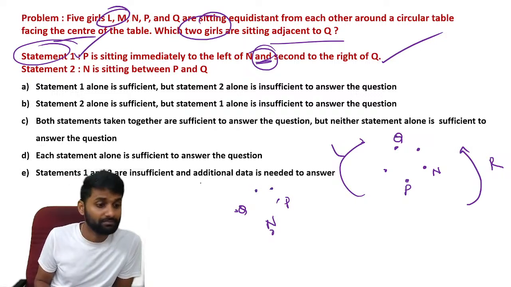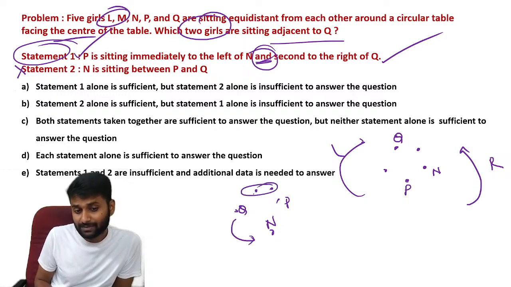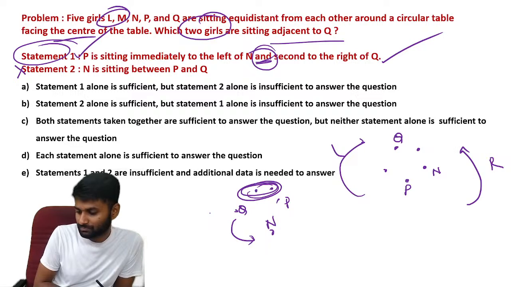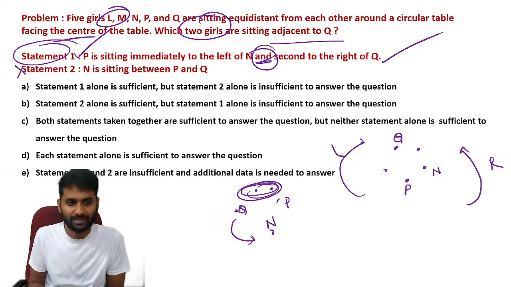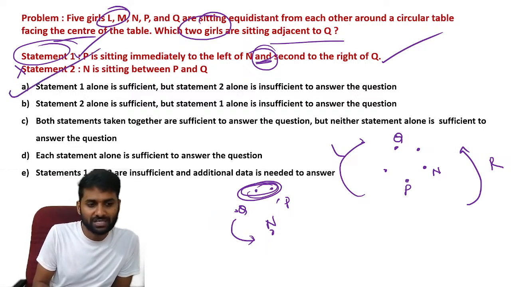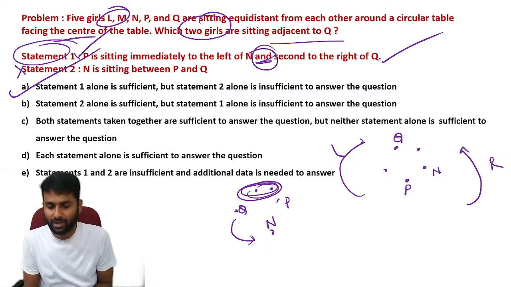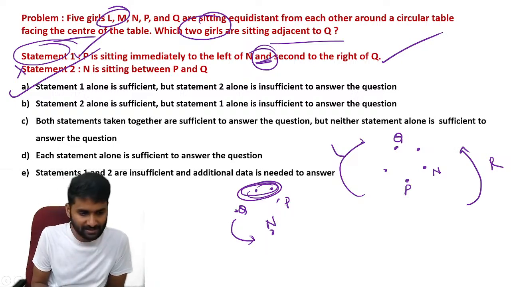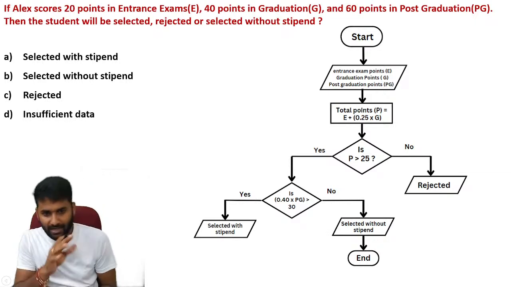So okay, statement 2 is not sufficient. Why? Because we can find the other person, but we are not sure about the remaining two. The exact person we are not sure about. That's why 2 is not at all sufficient. Statement 1 alone is sufficient. 2 does not answer this question. So A is the correct answer. Next, understand this question.